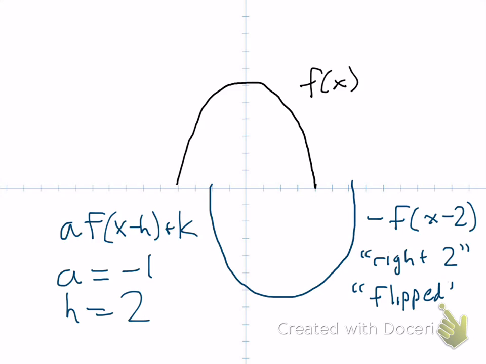And it is going to be flipped upside down. So that's how different things we do to functions can transform the graph. We can move them up, down, left, or right, or we can also stretch them or flip them.